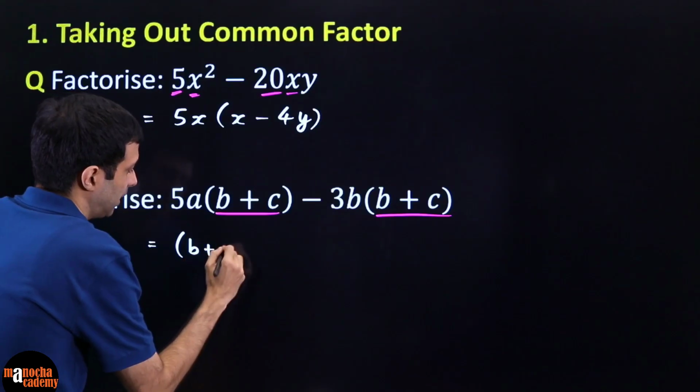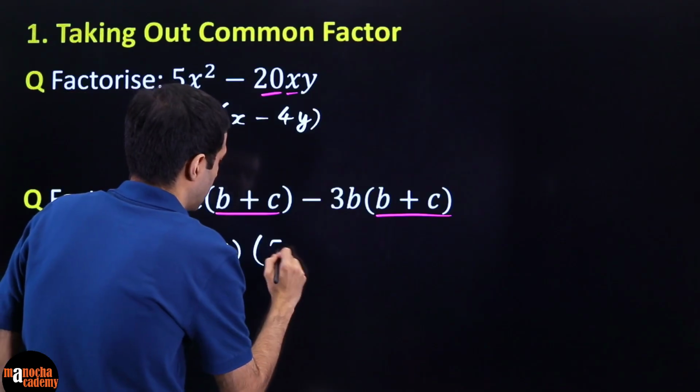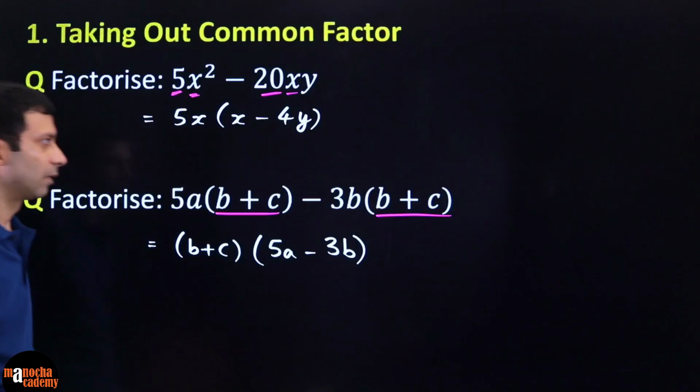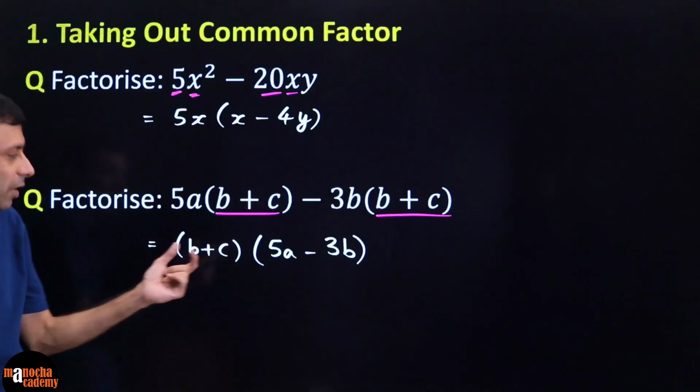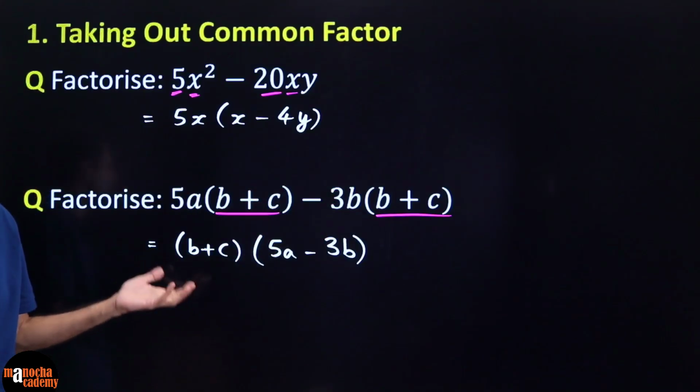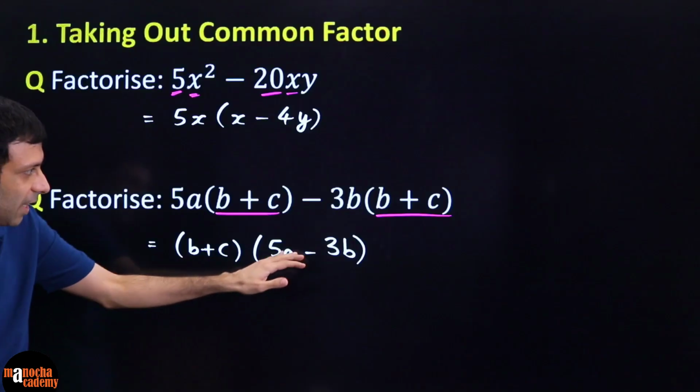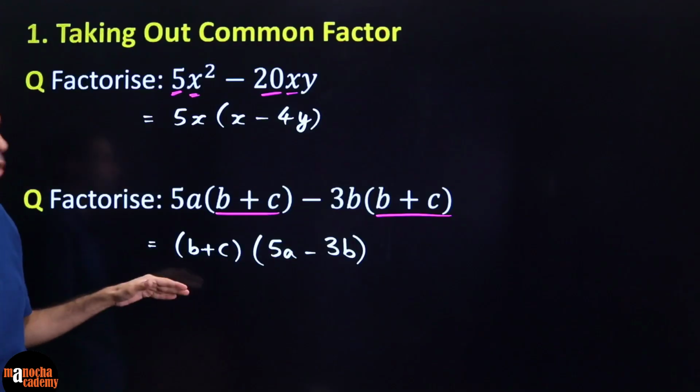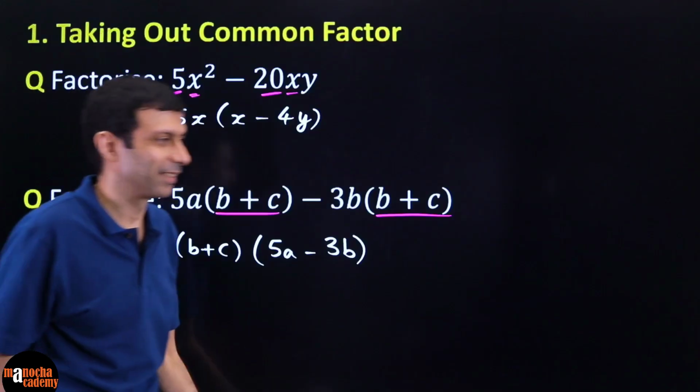So b plus c times 5a. So see, we have changed this expression into a product of factors. This is factorization. And always check, is there anything common they left out? No. So this is my final answer.